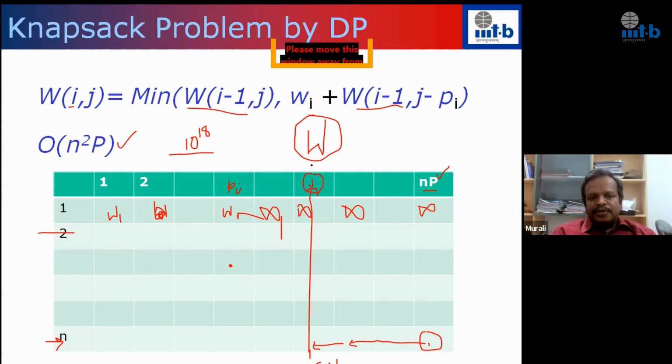So what I'm going to do is that these P of i's are very large, so I want to do what is known as rounding. I want to make them smaller by dividing by some appropriate number. This process is called rounding. When the numbers are very large, I divide them by some constant so that all the numbers become smaller. When all the numbers are smaller, then you can apply DP and get the solution.